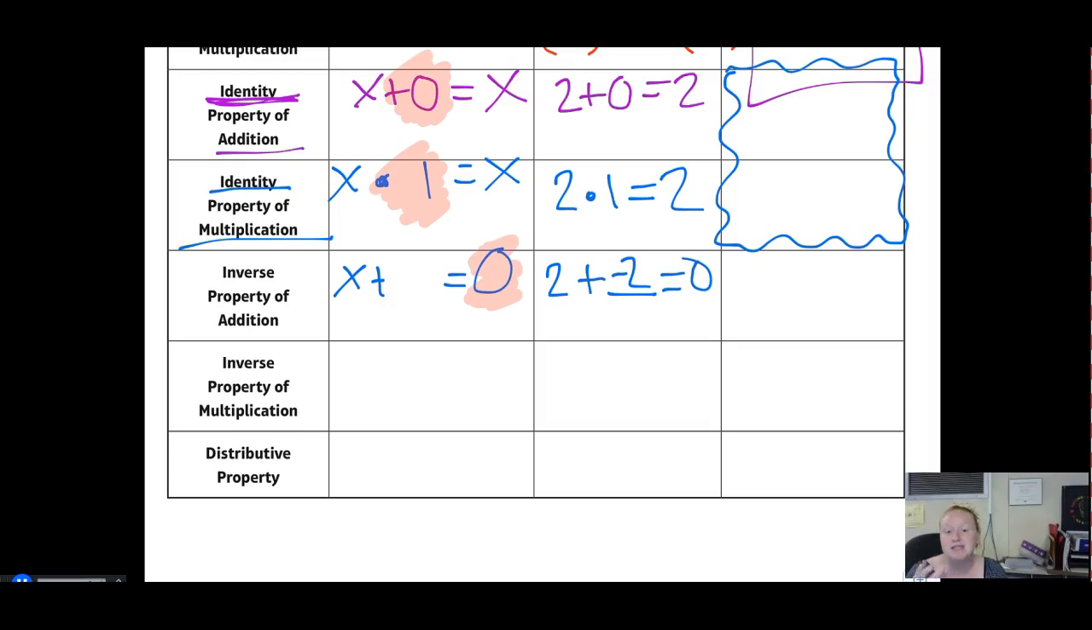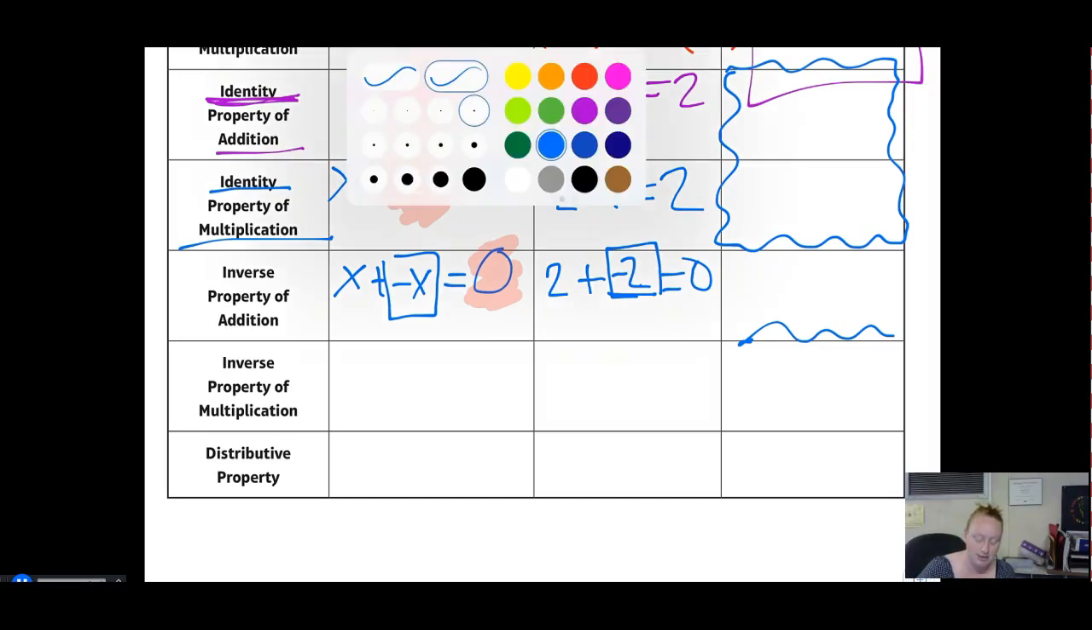Okay? So it's still a plus, but I can put that negative 2 there, which means that I could also put a negative x right there. It is the opposite of what you started with. See how that negative 2 is the opposite of what you started with. You'll go ahead and you'll put an answer there. Okay? You show me an example.